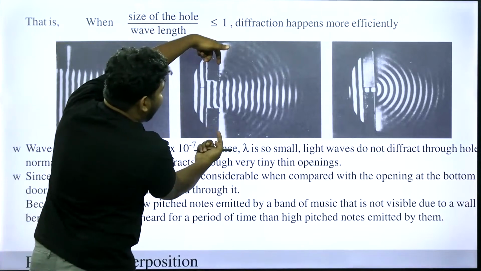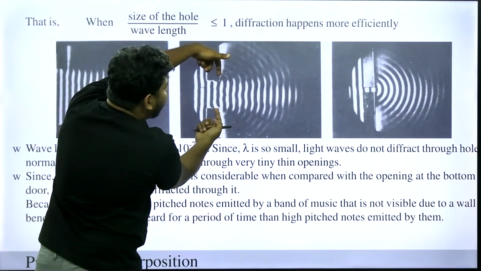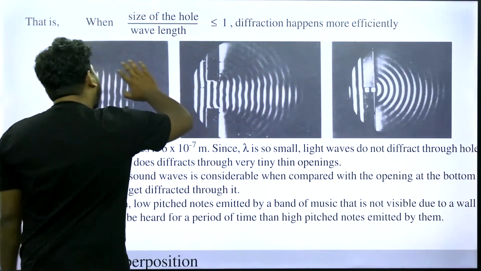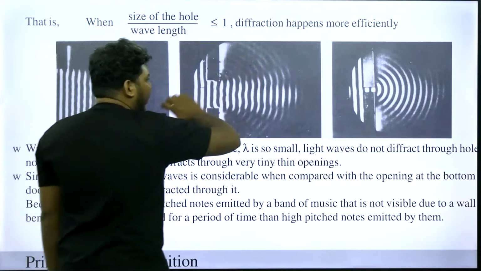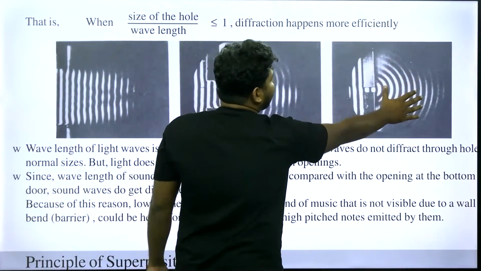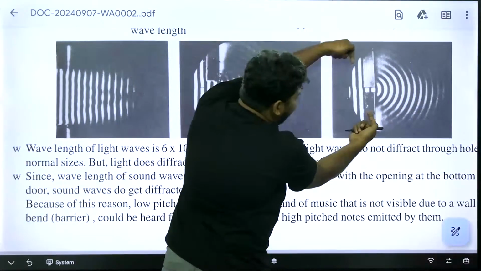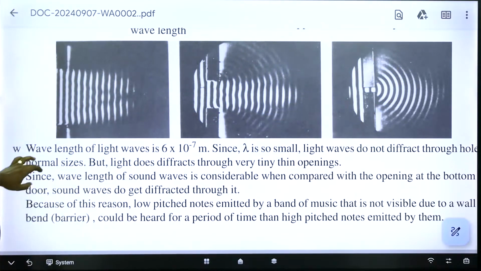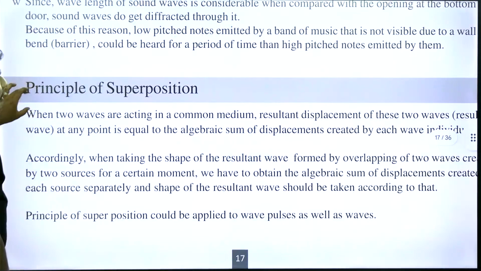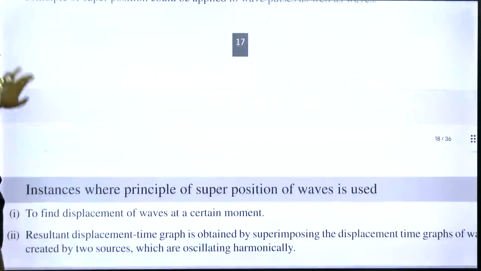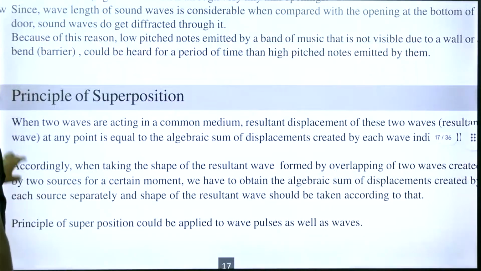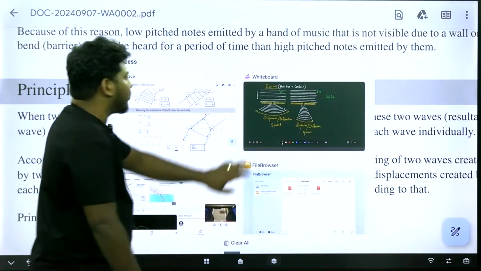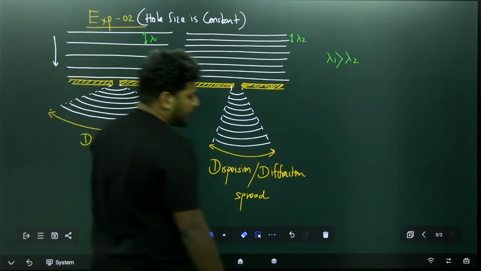When I'm reducing the hole, what is happening here? There will be a certain dispersion. Compared to this one, the dispersion increased here because of the hole size. Again, I'm reducing the hole size, so this is happening. So you should know about these things in dispersions. The next one, we are going to move to the principle of superposition. Take out your note. We'll move to the next part.